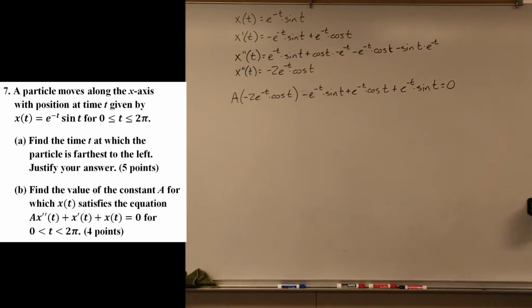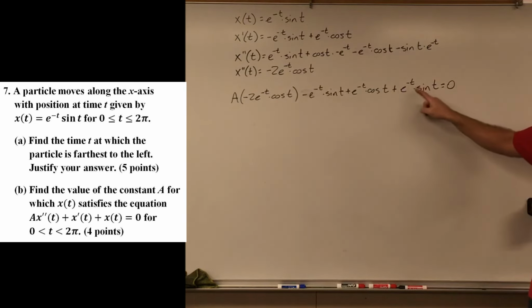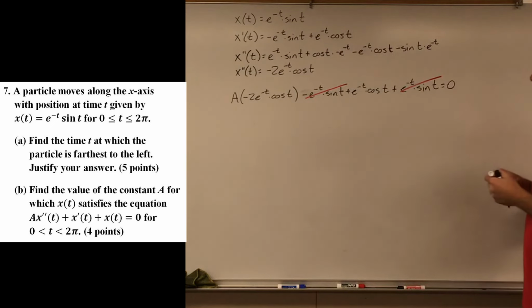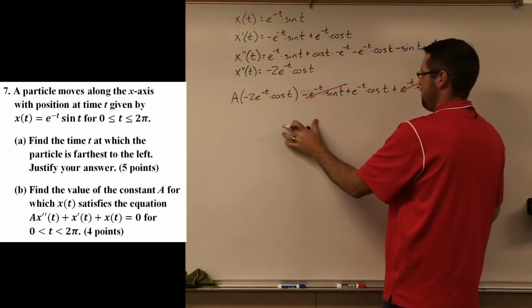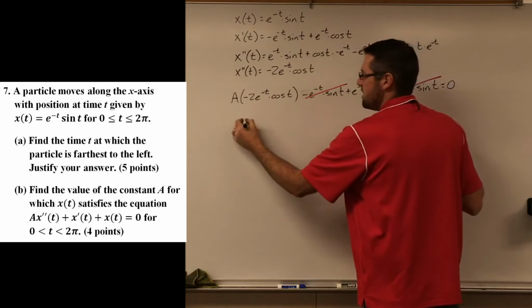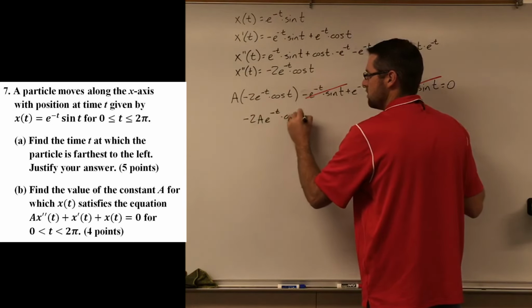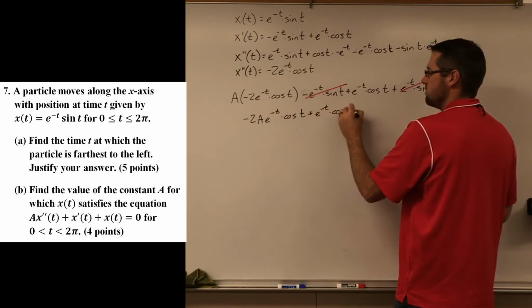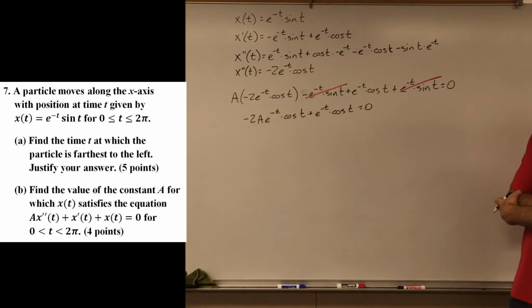So now we just need to solve for a. Those two cancel out. You got negative e to the negative t sine t and e to the negative t sine t, so that goes away. Now, let me rewrite it. I'm going to say negative 2a e to the negative t times cosine of t plus e to the negative t times cosine of t equals 0. You okay with that? Okay.